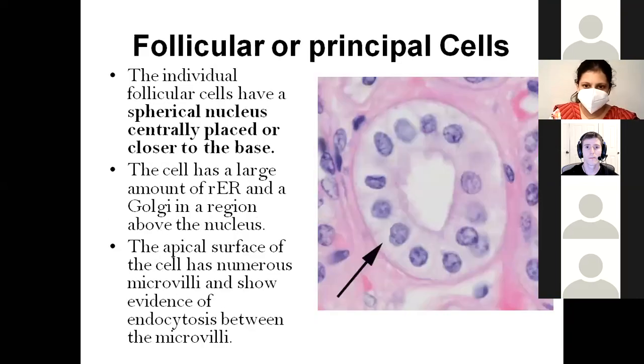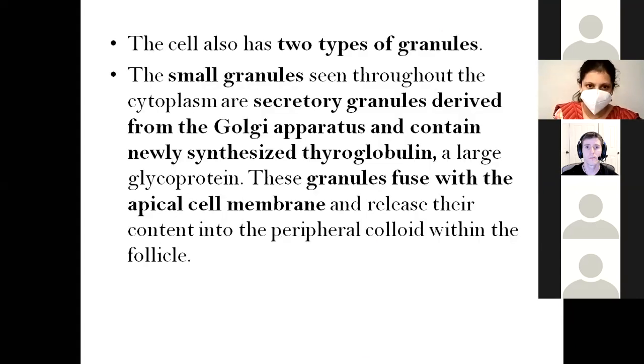Follicular or principal cells. Over here you can see an enlarged, magnified picture of the cuboidal or principal cells. The individual follicular cells have a spherical nucleus which is centrally placed and closer to the base of the cell. The cell has a large amount of rough endoplasmic reticulum and Golgi apparatus in a region above the nucleus. And the apical surface of the cell has numerous microvilli and shows evidence of endocytosis between the microvilli.